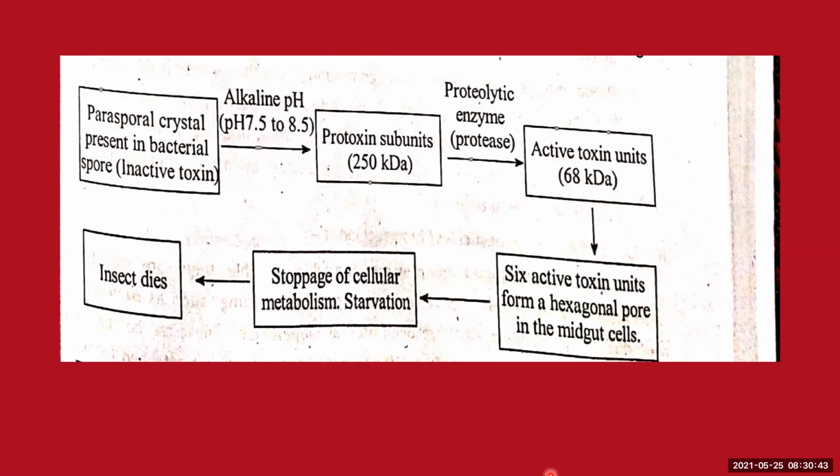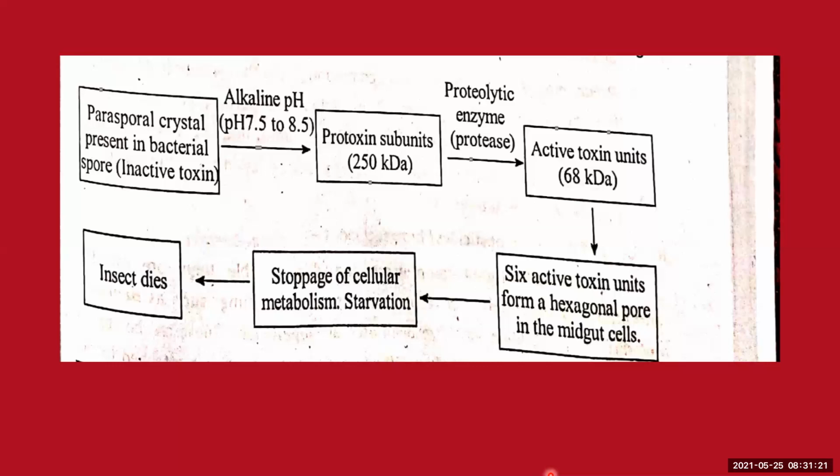So actually, the parasporal crystal present in the spore is an inactive toxin. It is activated because of the alkaline pH in the midgut of the insect, and is further completely activated by the proteolytic enzyme action into the active delta endotoxin. 6 active molecules join and form a hexagonal pore in the midgut cells. So the epithelial lining is damaged by the toxin crystals, because holes are created in the internal wall of the midgut.